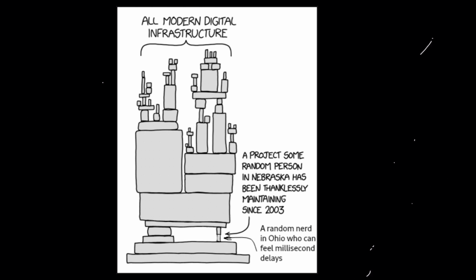This image is a funny take on how complex and fragile our digital infrastructure is. It's like a tower of wobbly blocks, representing all the different systems that keep the internet running. The hero of the picture is the random person in Nebraska who's been keeping this tower from collapsing since 2003. They represent the dedicated people working behind the scenes to keep everything online. And then there's the Ohio nerd who can feel even the slightest delay. They represent all of us who rely on the internet and notice when things aren't working perfectly.